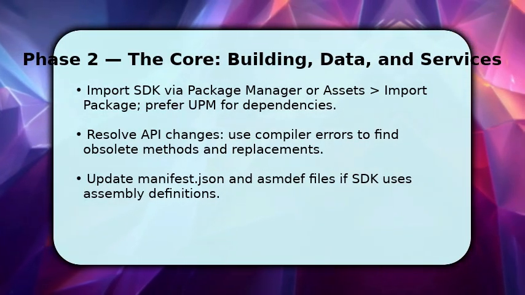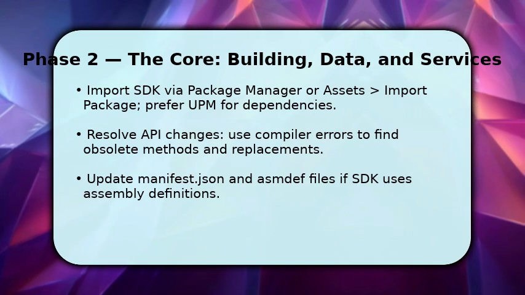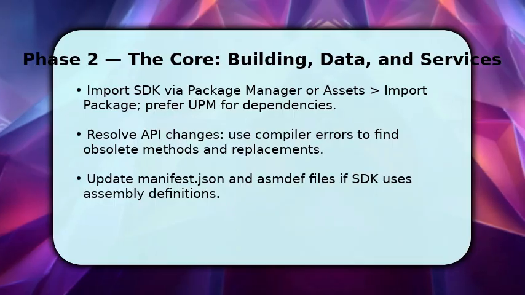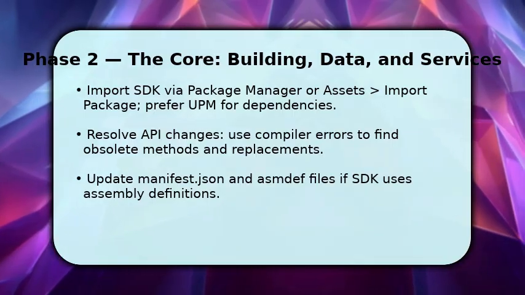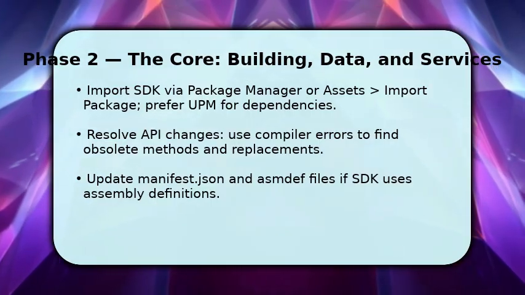Each error points to obsolete methods or signature changes. Use the SDK docs to find replacements. Make incremental changes and recompile frequently. This isolates issues. Finally, update any editor scripts and rerun unit tests or play mode tests to verify behavior.